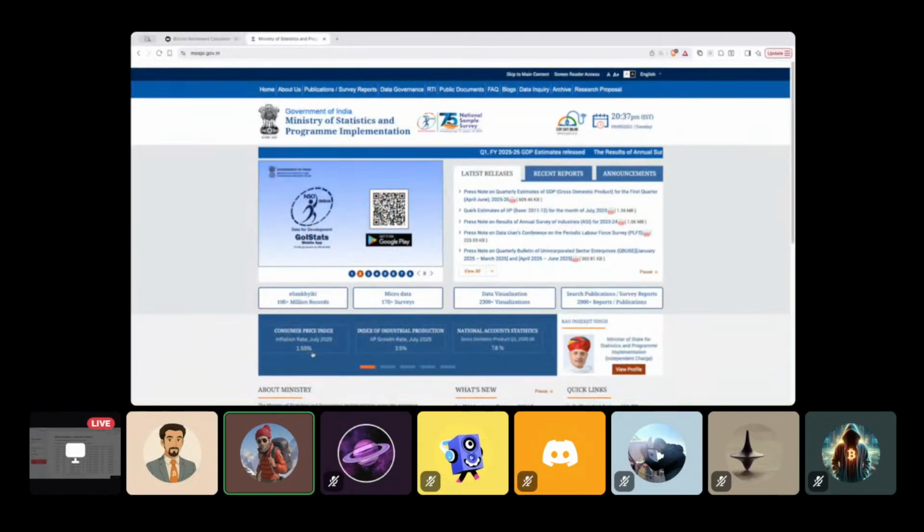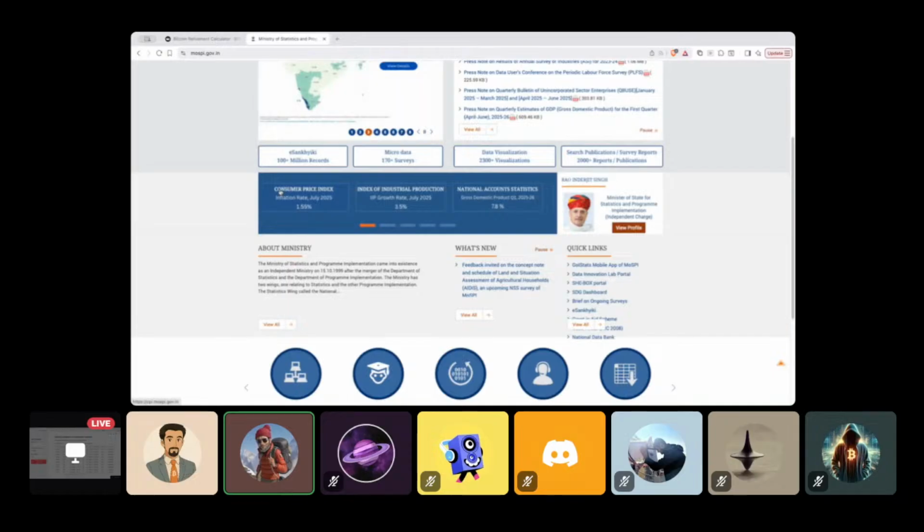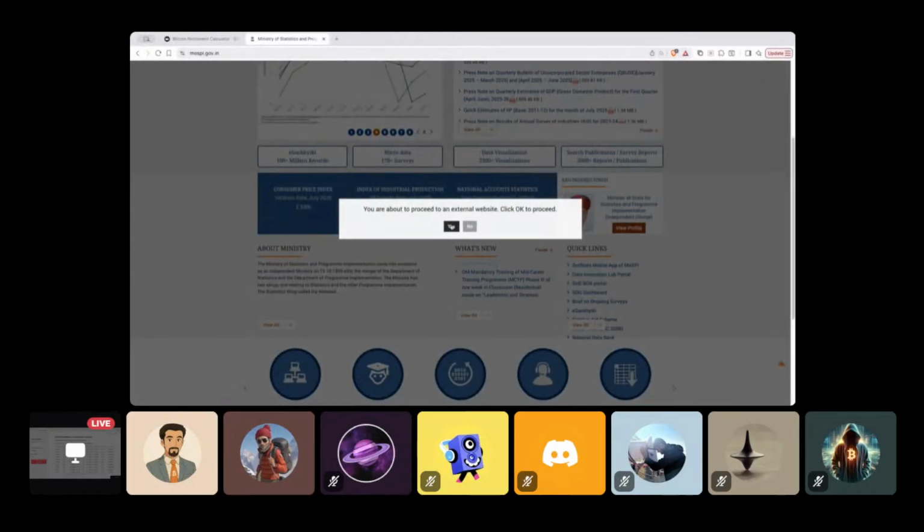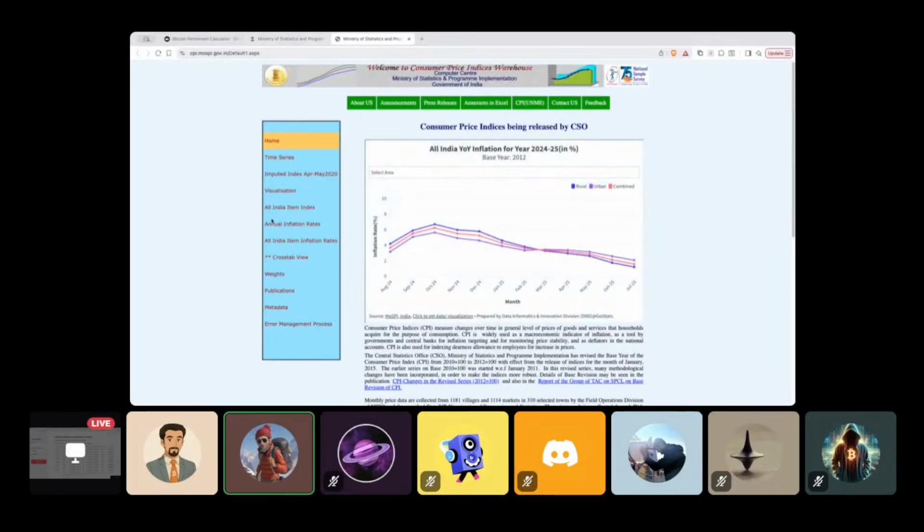They will give you a number. See here, the consumer price index inflation rate for July 2025 is 1.5%. If you want to look at a plot here, they'll give you this kind of plot. So the inflation rate has gone up, and then it has started to come down, and it will go up. But the price index itself is something that moves up into the right.